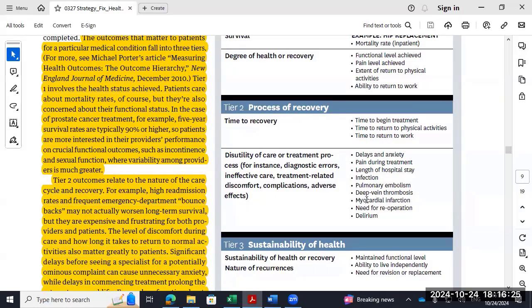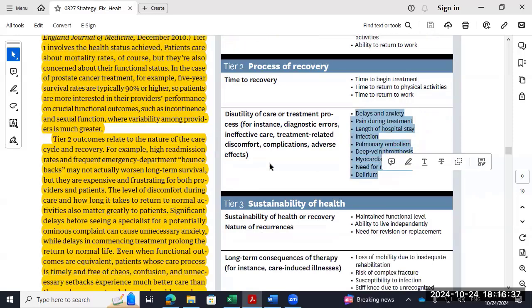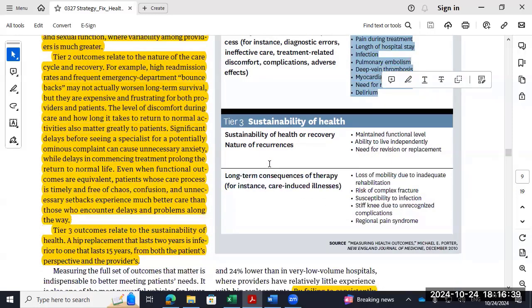I don't know what some of these things are. Myocardial infarction, whatever that is. Need for reoperation. That's obviously pretty bad. Delirium. But what are those things you don't want happening to you that the hospital can do to reduce?